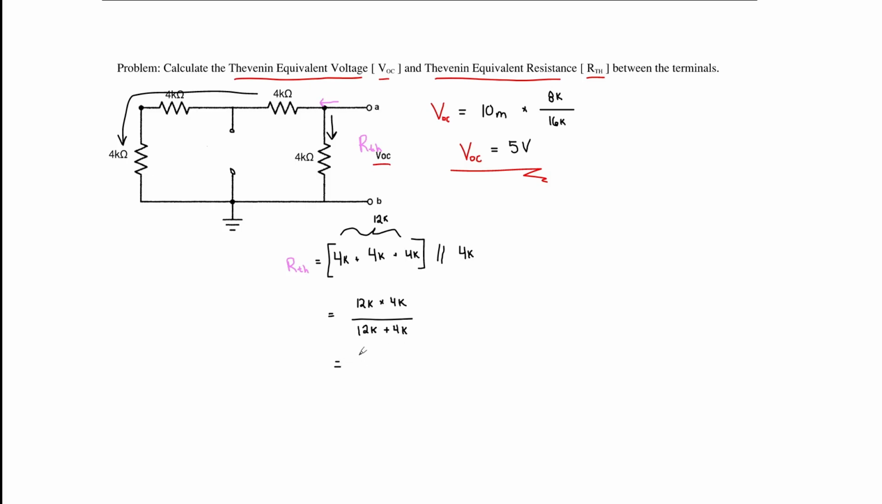This simplified will give us 48 kilo ohms divided by 16 kilo ohms. Finally, we are able to conclude that our Thevenin equivalent resistance is equal to 3 kilo ohms. Now that we have been able to evaluate not only the Thevenin equivalent voltage, but also the Thevenin equivalent resistance, we can then create an equivalent Thevenin circuit that can be placed into any additional circuit for solving and evaluating.